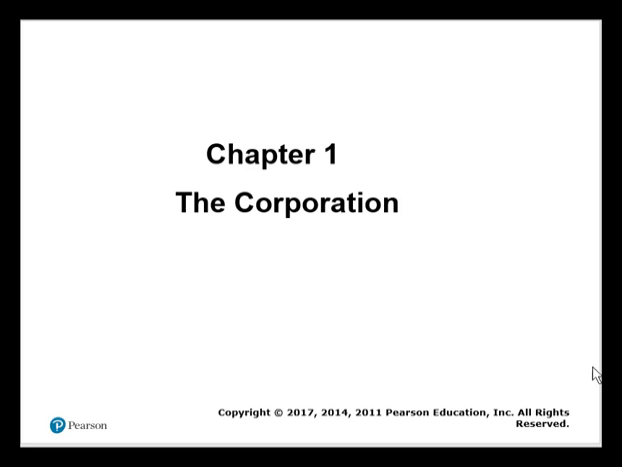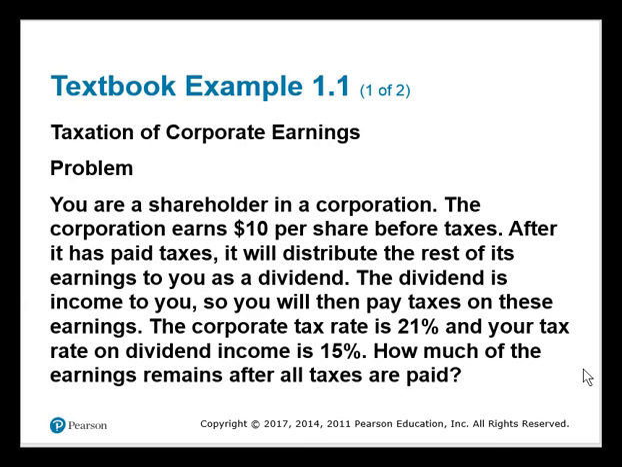So as we go through here, we have a company that had $10 of earnings per share before taxes, and it's going to distribute all of its net income as a dividend. The corporation pays 21% on its taxes, and the individual tax rate on dividend income is 15%. So let's look at how this might impact a company relative to whether it's a corporation or maybe a sole proprietorship or maybe an S corp.